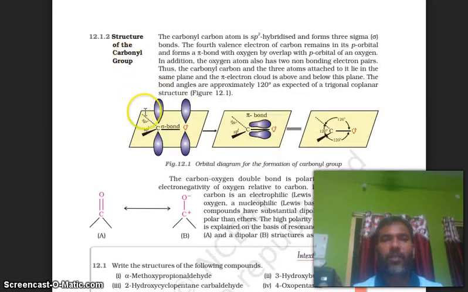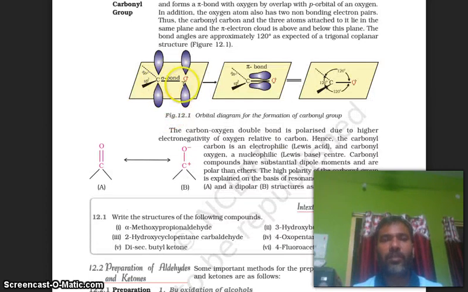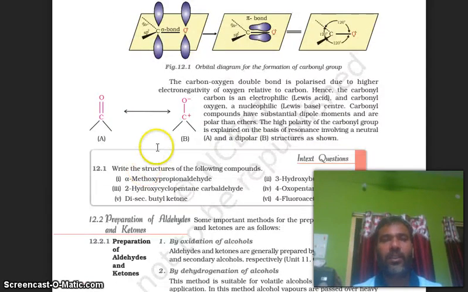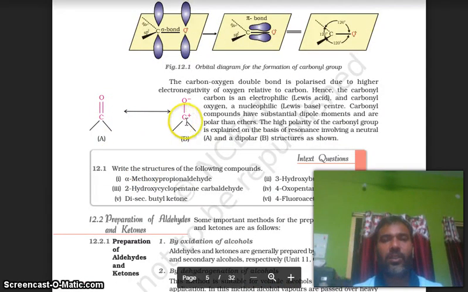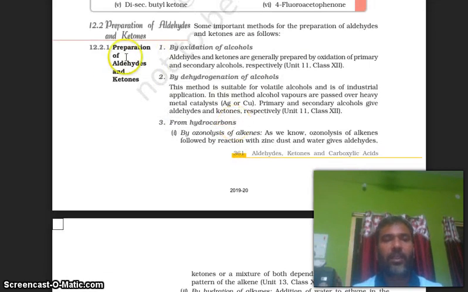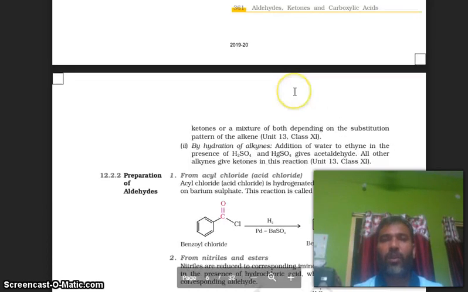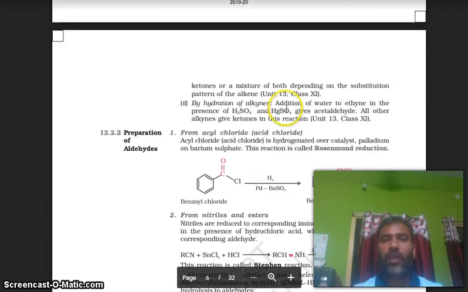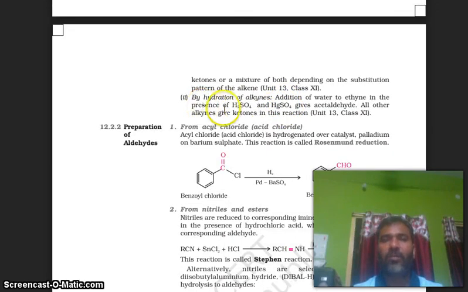The structure of the carbonyl compound: you see, this is the sigma bond and one pi bond. The pi bond is here, and the bond angle is 120 degrees. This is polar in nature, carbon with positive charge and oxygen with negative charge. Preparation of aldehydes and ketones: by oxidation of alcohol, by dehydrogenation of alcohol, or from hydrocarbons, or by hydration of alkynes.